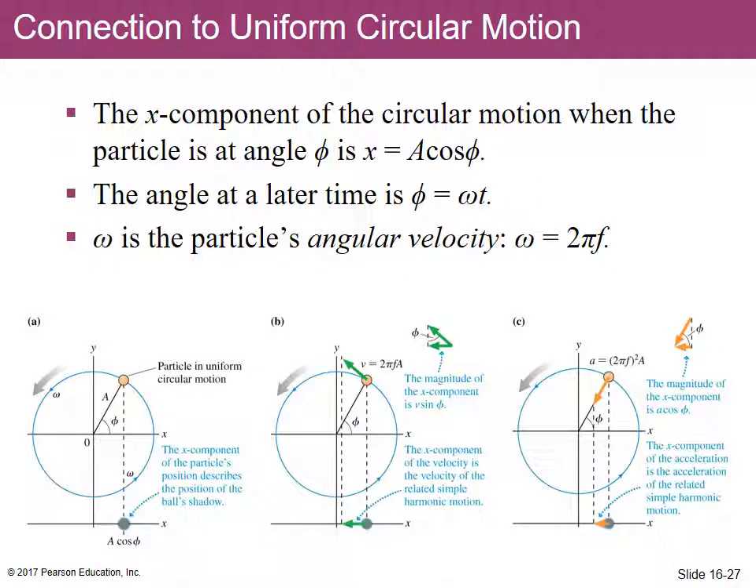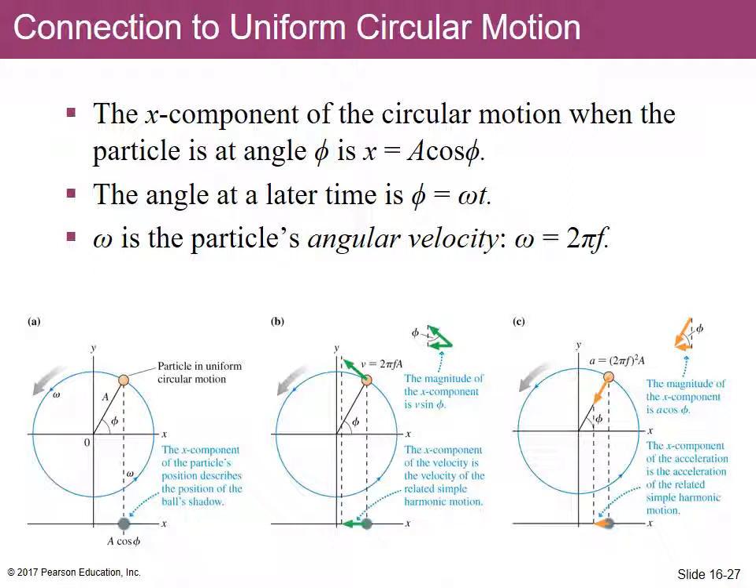Since the position x of the shadow depends on the angle, we can write that x is A times the cosine of phi. If the turntable is turning smoothly, the angle is the angular velocity of the turntable times the time. But the frequency is the rate at which the ball's shadow moves back and forth, so there must be a relation between omega and f.